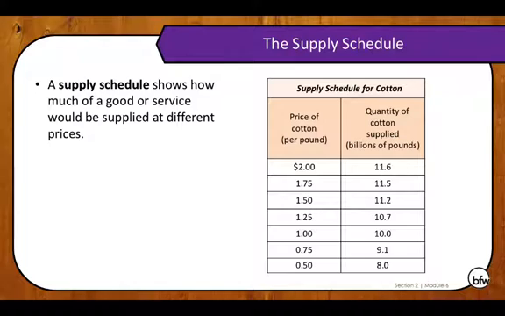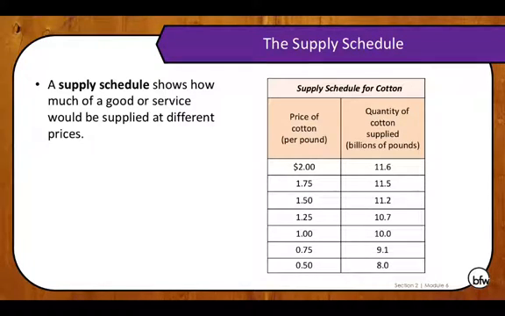And at those various prices, we see that there are different quantities of cotton that will be produced and supplied by the growers of cotton in the market. When the price is 50 cents, they will be willing to supply 8 billion pounds of cotton, but when the price rises to $2, they will be able to supply 11.6 billion pounds of cotton. So this supply schedule shows the amount of a product that a producer is willing and able to produce and sell at each of a series of possible prices during a specified time period.